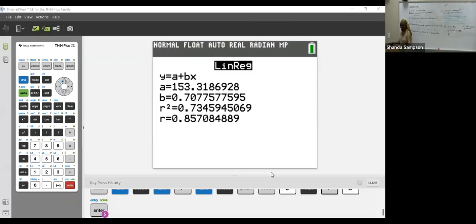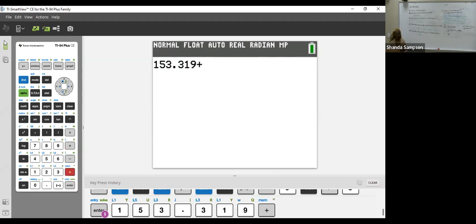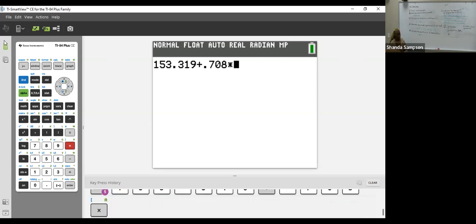X. So anyway, Trevor just figured out the calculator will give you an answer regardless of what craziness you put in there. So just make sure your craziness is correct. So I'm going to put in there, we had 153.319 plus 0.708 x, now you can put times or parentheses, times 570.